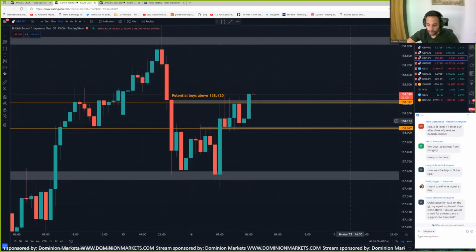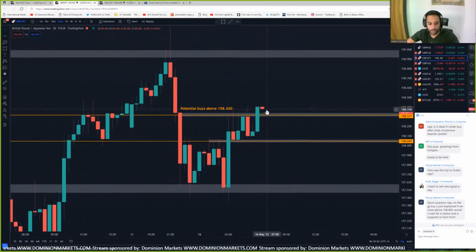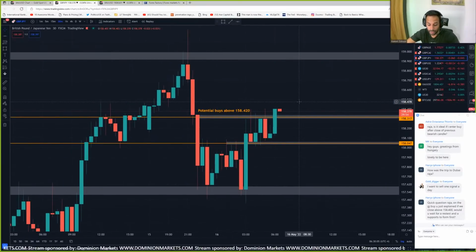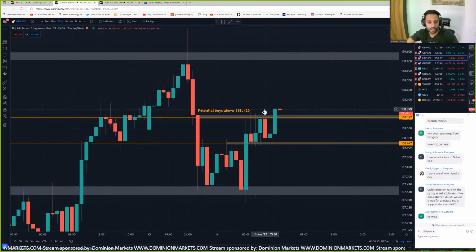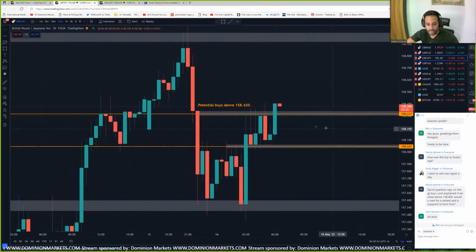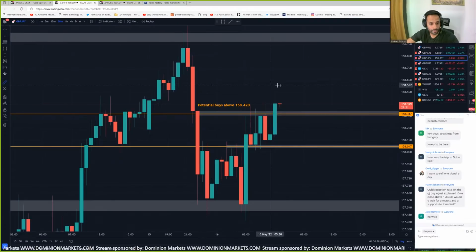If you close above, would you wait for a retest and support form first? I'd wait for a retest. So as you can see here, every opportunity is different. If we take a look right over here, what we can see clearly is that the candle closed with no wick, and when a candle closes with no wick, this basically means there's no range for the next candle to move up. So I would look at this as if this new candle can create a lower wick first and then break this high, I'm going to be more inclined towards the buys for price to move up.